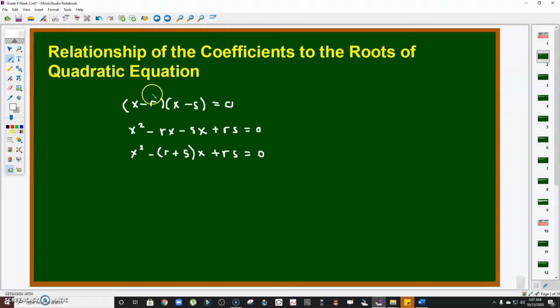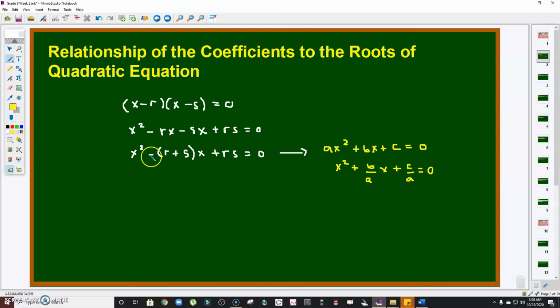Once again, this factored form, x minus r times x minus s, can be written as this form. Now, take note, this is equivalent to the general quadratic equation in the form ax squared plus bx plus c equals 0. But since the coefficient of the quadratic term is 1, I'm going to divide by a, so that will be x squared plus b over a x plus c over a equals 0.